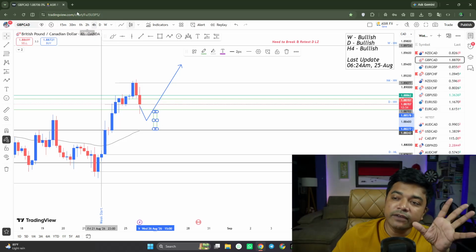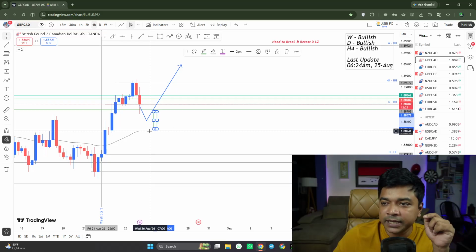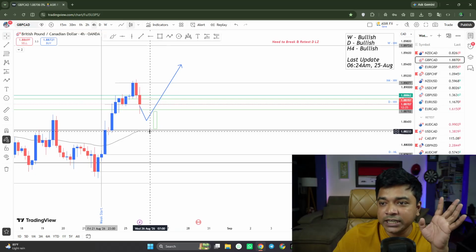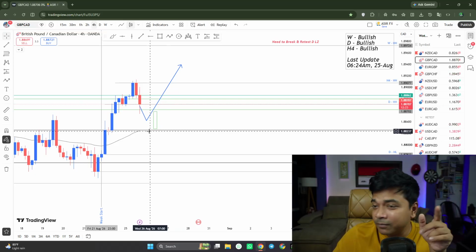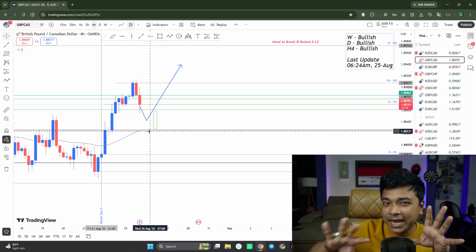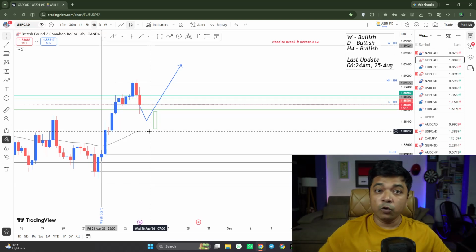So if the market comes here and we get a doji or something, and then we get a rejection candle, or here a morning star, or for the bearish market an evening star, then this is a perfect entry signal to open a trade.